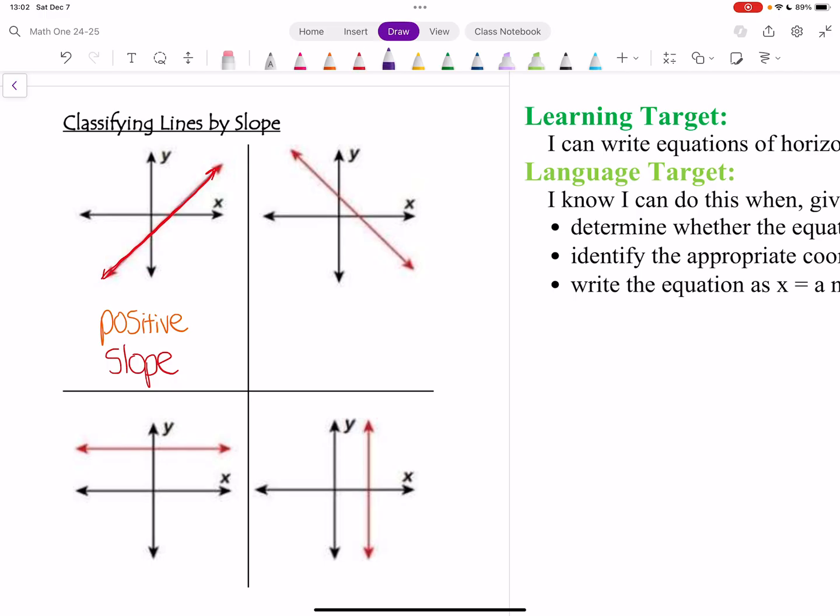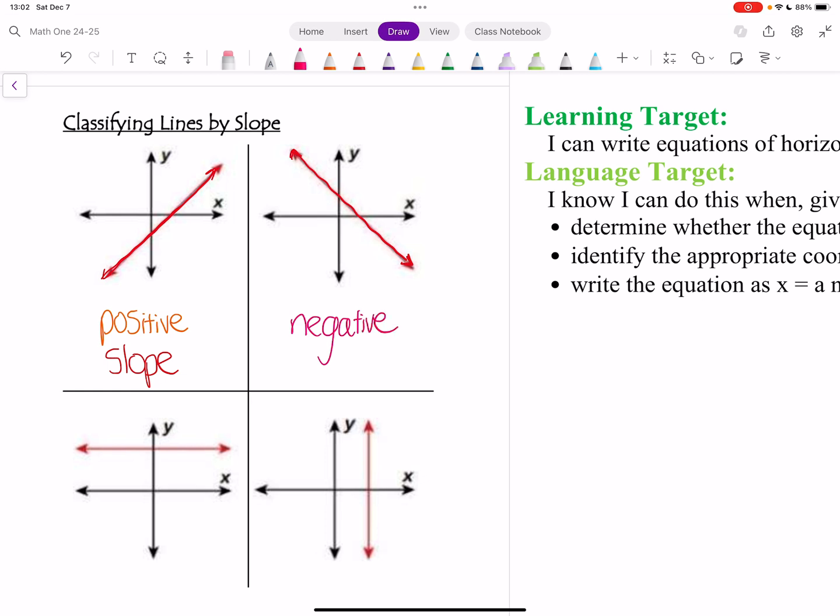If you were to picture yourself walking on the line, you would notice that as you walk from left to right, you're going up. Looking at this next line, if I read it from left to right, I notice that this line is going down in the negative y direction. Therefore, this particular line has a negative slope.